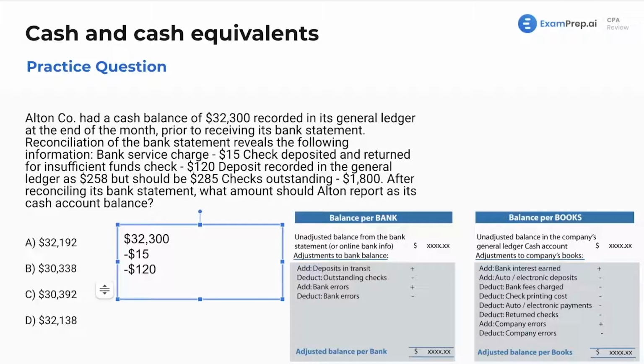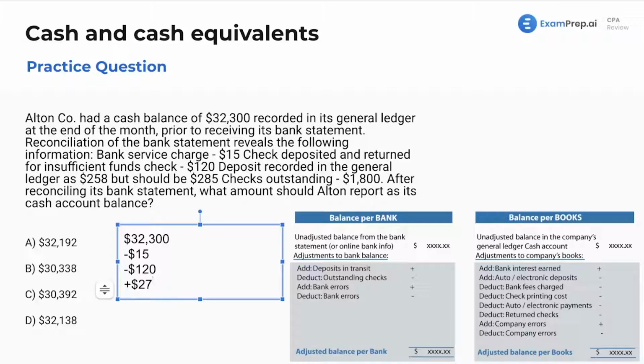Next up, we are going to have a deposit recorded in the general ledger as $258, but it should be $285. Ooh, a little dyslexic moment there. Okay, what should that do to our balance? Well, looks like we recorded in our ledger, this doesn't have to do with the bank, we recorded $258, but it should be $285. So we recorded less. We need to record more. That difference there is $27. So we are going to add $27 to our balance.